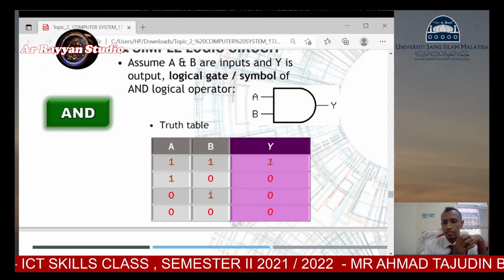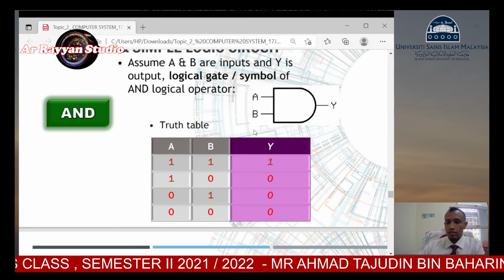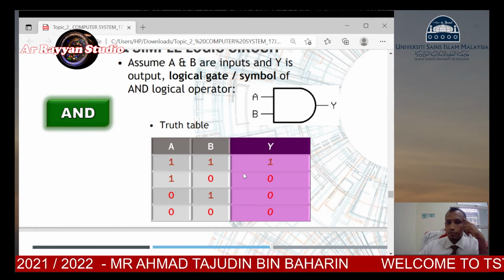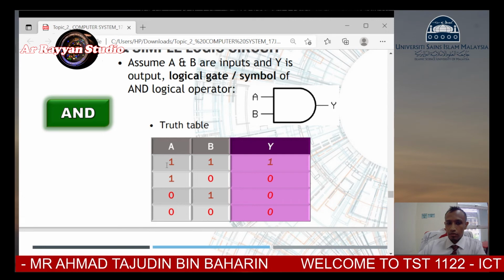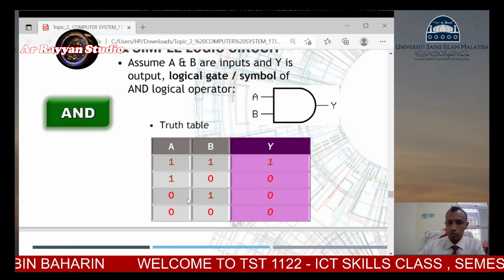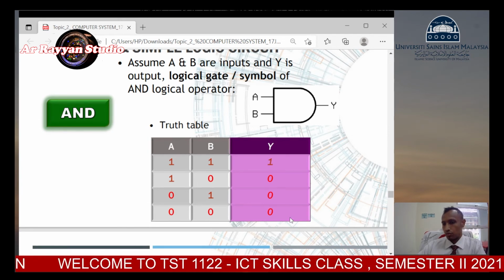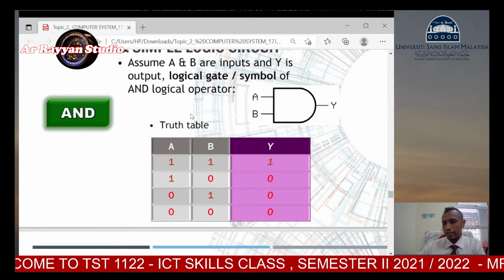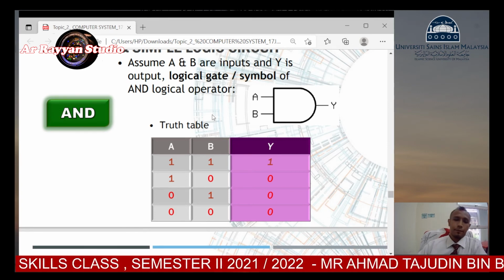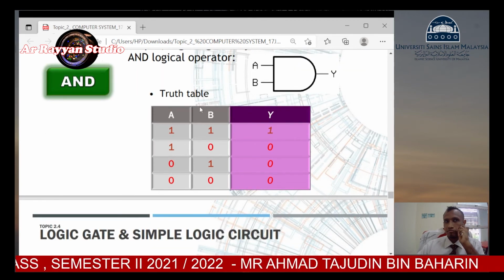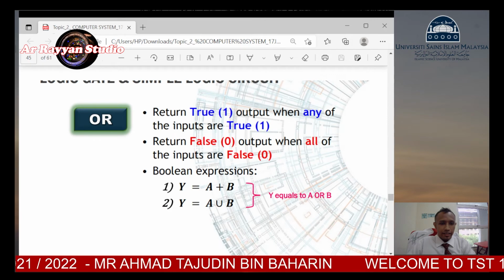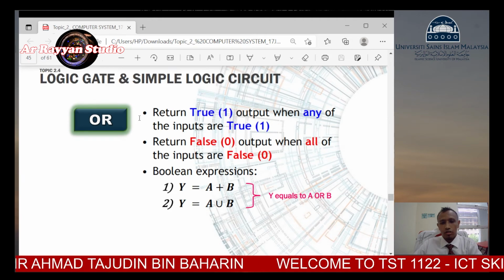Okay, so secara general je, AND logic ni adalah perkara yang hasil darab. Okay, you boleh darabkan macam A dengan B kan. So 1 times 1 equal to 1, 1 times 0 equals 0, 0 times 1 equals 0, 0 times 0 equals 0. So AND ni, untuk mendapatkan AND ni adalah hasil darab, multiply. Okay? Okay tak? Okay, very good.